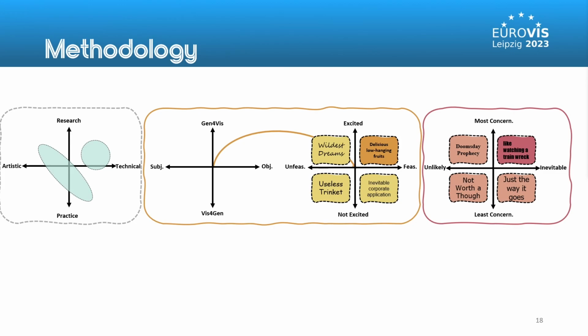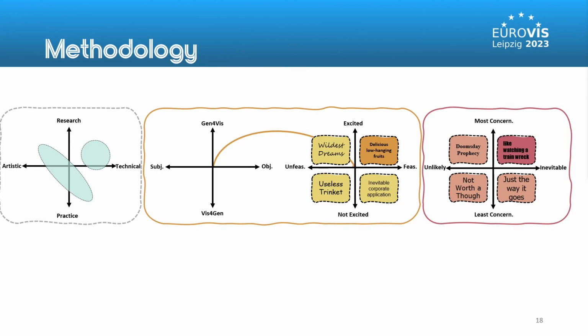On these last two quadrants, they are the most important for the study, where we try to extract forecasts, be they based on expertise or gut feeling. They measure first opportunities for the applications, then challenges of the generative models in visualization. We try to make it really simple. Opportunities are about feasibility versus excitement, and risks are about concern versus likelihood. All this in a broad subjective sense.